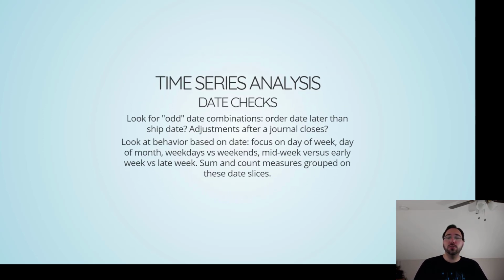When you're doing these sorts of time series checks, look for odd combinations. Maybe is your order date later than your ship date? Is that possible? Maybe that's weird. It could be possible that you really do have a ship date that's earlier than your order date, but if your company doesn't allow that, that may be an indicator of something. If you have adjustments after the journal closes, that's usually pretty weird. So behavior based on date is interesting, but the attributes of the date can also be interesting.